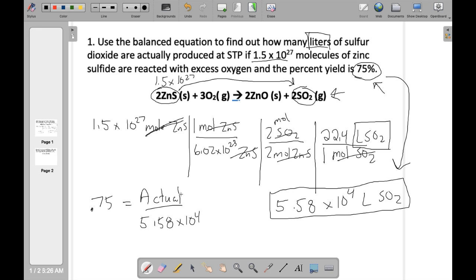So my actual yield is the unknown. As you can see, if I rearrange this equation, I'm really going to get 0.75 times 5.58 times 10 to the fourth, and that should give me 4.18 times 10 to the fourth liters of SO2. And it said how many liters of sulfur dioxide are actually produced at STP. This is the answer right here. This is our actual yield. Okay, let's move on to one more question.